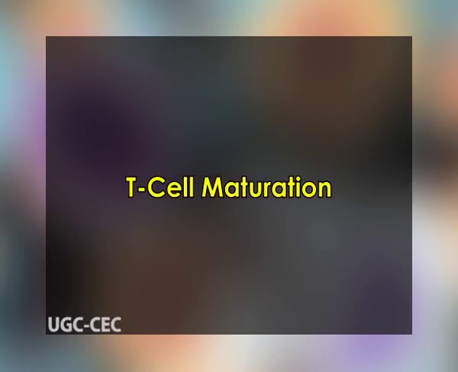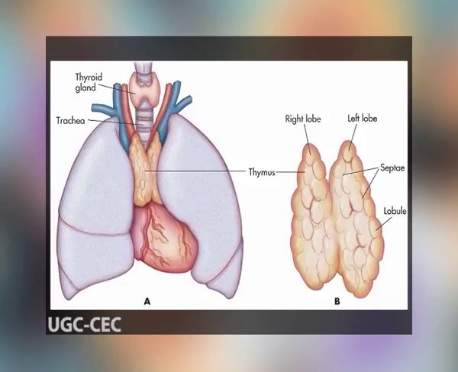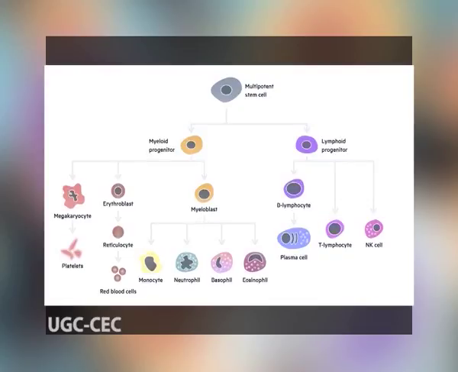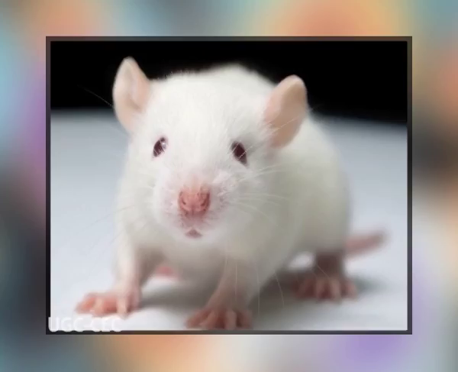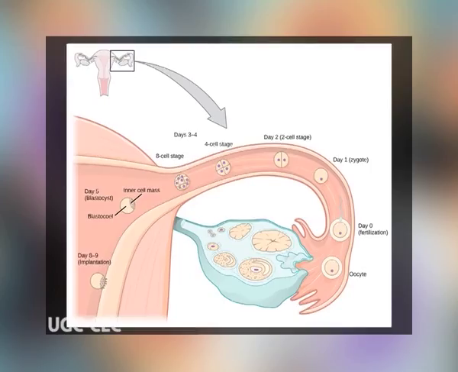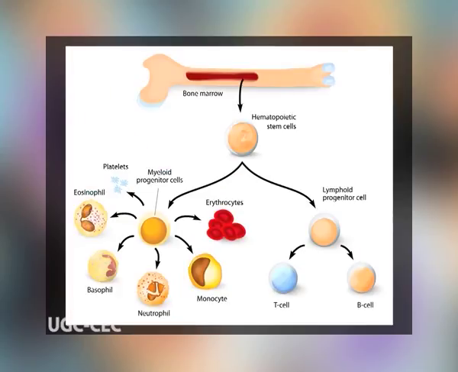Now we will start with the brief idea about T cell maturation. T cell maturation occurs in thymus. Progenitor T cells from the early sites of hematopoiesis begin to migrate to the thymus at about day 11 of gestation in mice and in the 8th or 9th week of gestation in humans, in a manner similar to B cell maturation in the bone marrow.